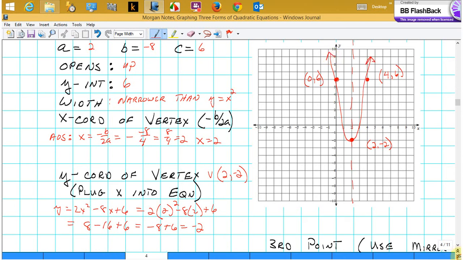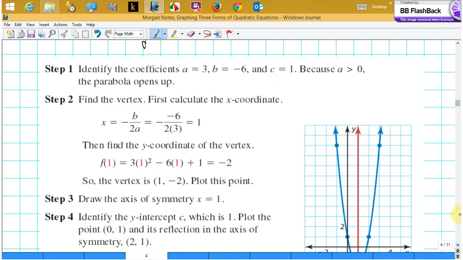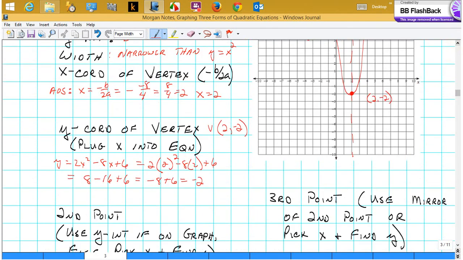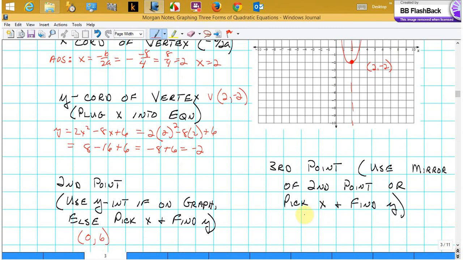And remember that for my third point, I want to write that down there. I used the mirror image, and we said that that would give me the point 4, 6. It was the mirror of the other one. So the last thing to do on this graph is to find the domain and range.